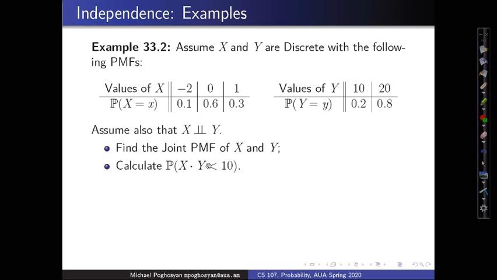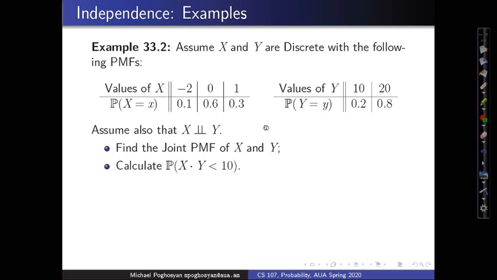Okay, so I'm changing something. Now I'm giving the same marginal or individual PMFs, and I'm saying that assume also that X and Y are independent. Having this and independence, I can find the joint. So the first part is to find the joint PMF of X and Y.